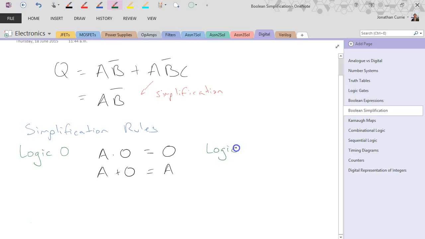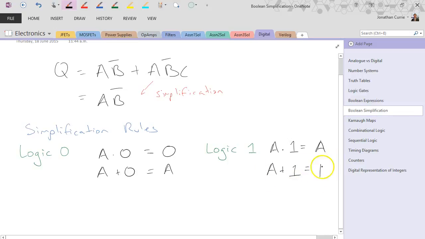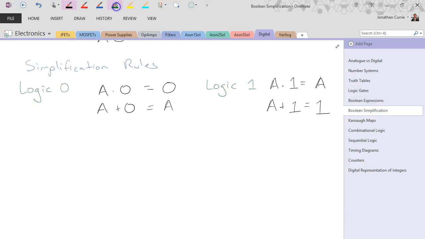Rules with logic 1. A AND 1 is always equal to A. Alright, if A is equal to 0, output is 0; A is 1, 1 AND 1, we get 1 on the output. Versus A OR 1, which will always give us a 1. Doesn't matter what A is doing, the fact that one of our inputs is 1 means that we're guaranteed to have our output equal to 1.